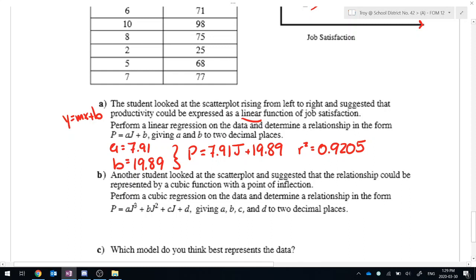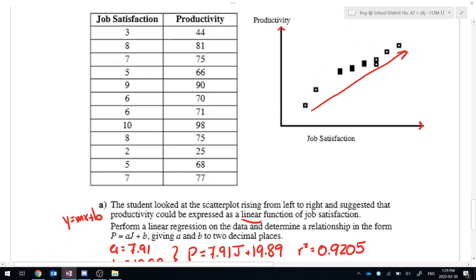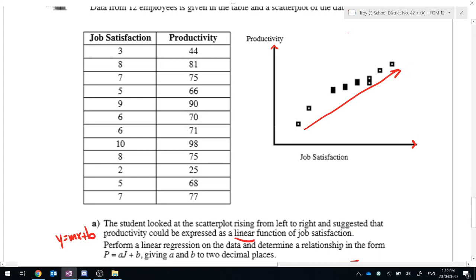All right, next question. Another student looked at the scatter plot and suggested that perhaps the relationship could better be represented by a cubic function rather than a linear function with a point of inflection. So if we take a look, that's entirely possible. So although the graph does go up, a point of inflection, of course, so it's going to come up, it's going to curve, and there's our point of inflection right there. Kind of stops, flattens out, and then it continues up again. So that would be a point of inflection.